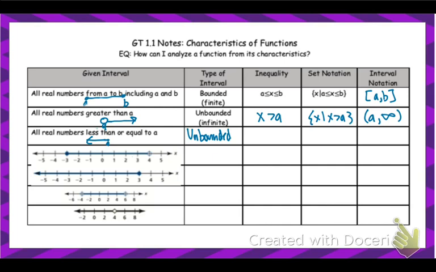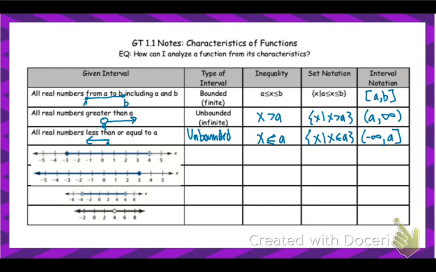In inequality notation, I would say that x is less than or equal to a. In set notation, my brace, x, and then x belongs to that set where x is less than or equal to a. So in interval notation, the smallest value that's listed here is negative infinity. Then it keeps going until it reaches a. It actually touches a, so we've got a bracket on it.